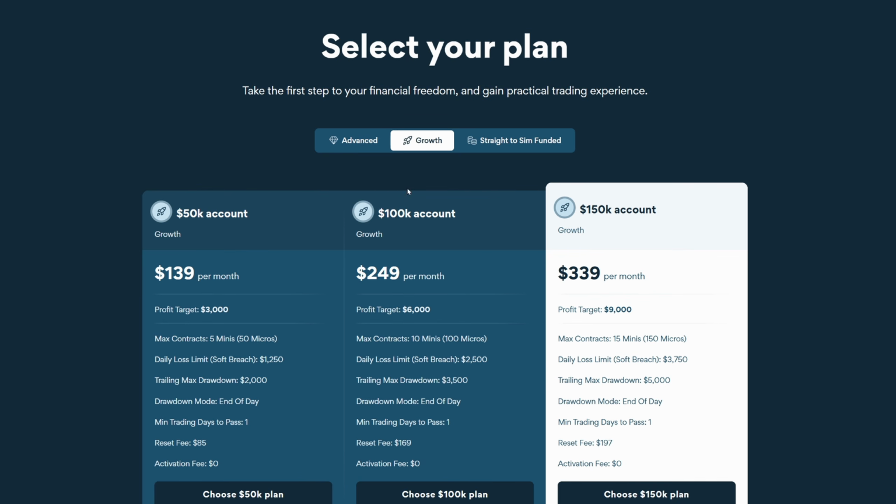Now, you do not fail the evaluation when you hit the daily loss limit. If we look at the Growth plan, which I do have a few Growth accounts at this point as well, we can see we also have that daily loss limit of $1,250, and we have a trailing max drawdown of $2,000. And we're going to explain the difference here in just a few moments.